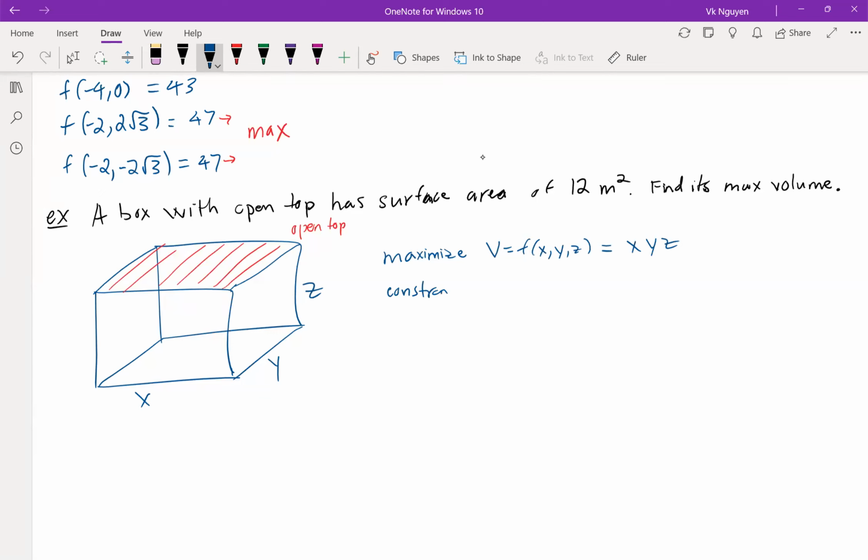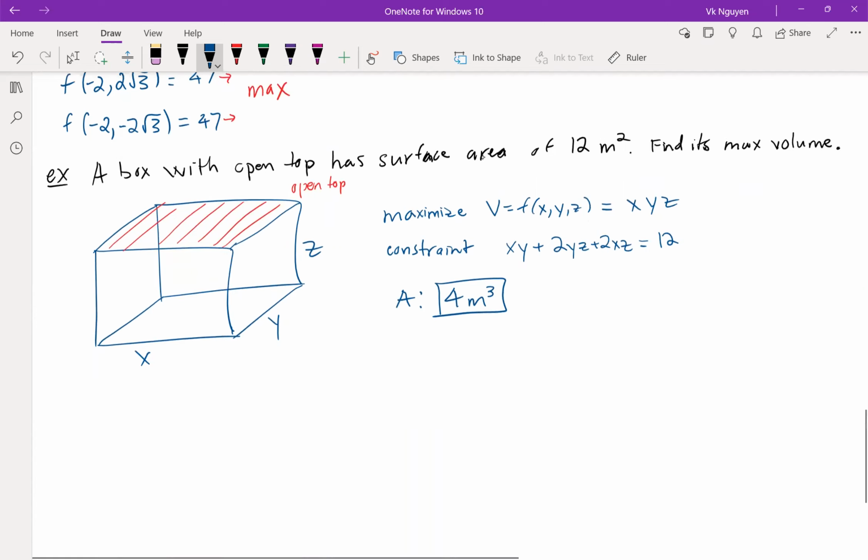Constraint. The constraint is going to be, we don't consider the top, right? So it's going to be xy + 2yz + 2xz = 12. Use the Lagrange multiplier and you should be able to get the answer to be 4 cubic meters. So just a little help for you guys.